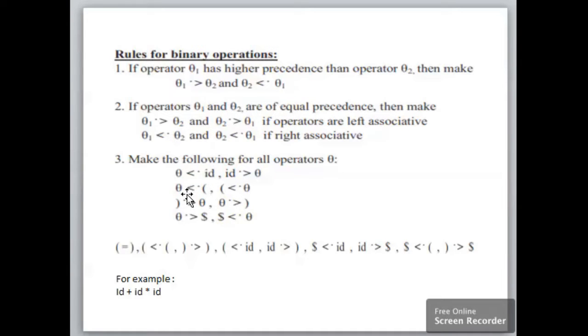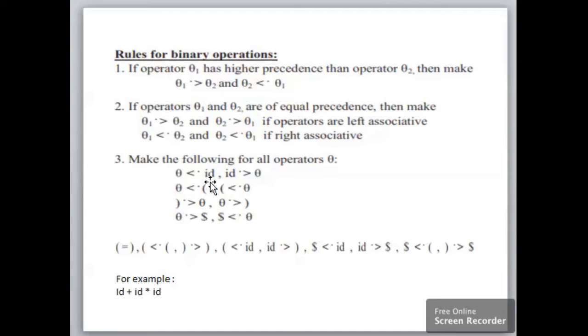Same way you will be continuing for the other examples also. If I am going to consider a theta with an id, the id would be having a higher precedence. For example, if I am going to take id plus id, id is going to be a terminal. I need to replace the right hand side of the production by the left hand side. So e can have the form of id.